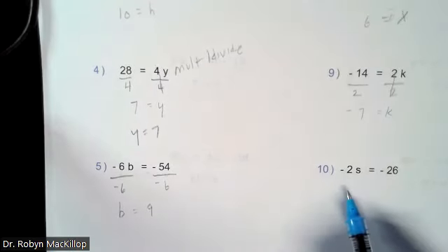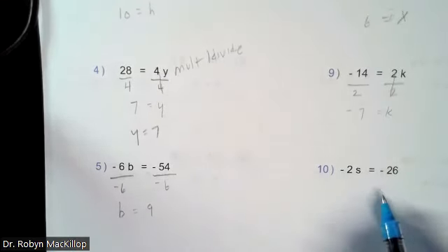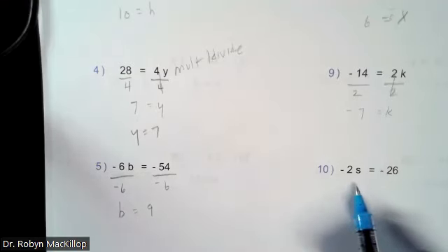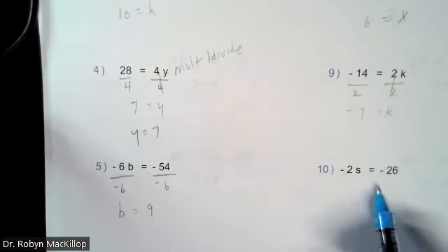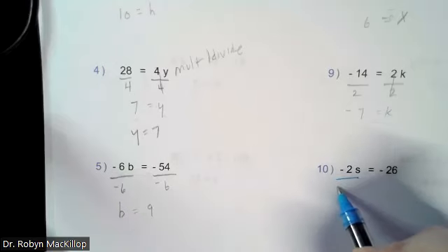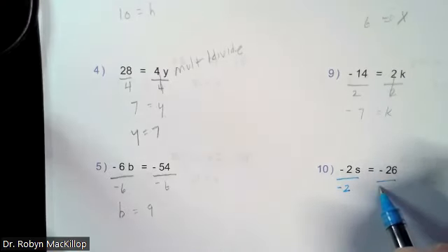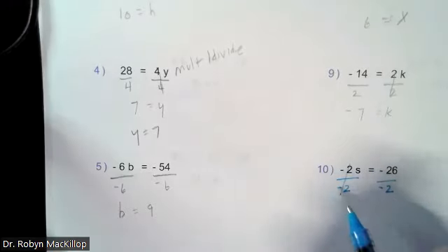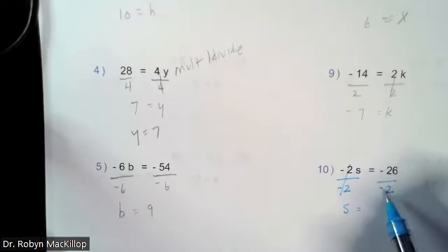Here we've got negative 2s equals negative 26. So negative 2 times s equals negative 26. We need to separate the negative 2 and the s. So we're going to divide out the negative 2. As soon as we do it here, we have to do it on the other side. What we do on one side, we do on the other. Negative 2s divided by negative 2 is just s. Negative 26 divided by negative 2 is going to be positive 13. Bad guy leaves town, good for the town.